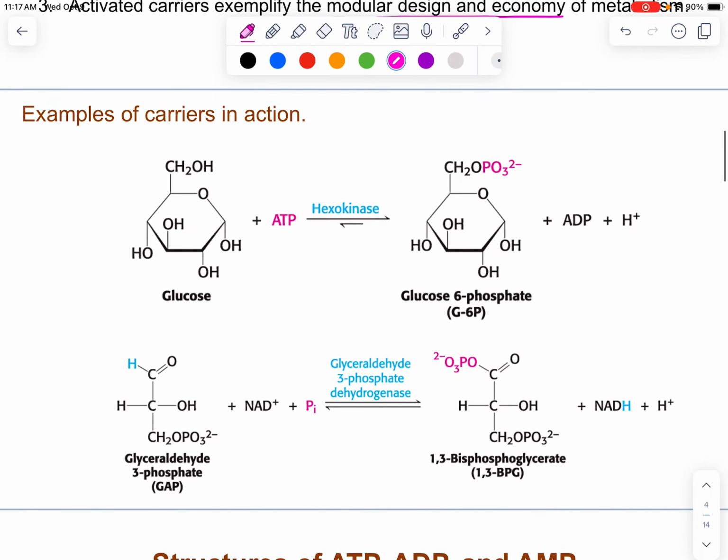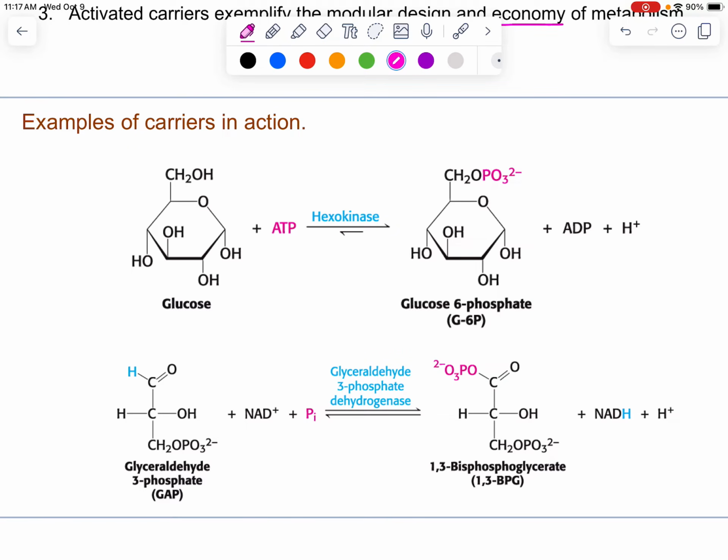Let's look at some examples of carriers. ATP is an activated carrier of phosphate groups. In this particular reaction, we see that the phosphate will stay on that ATP until there's an appropriate enzyme present. Kinases move phosphates from the ATP. And in this case, we see that phosphate right here is added to that 6th carbon.